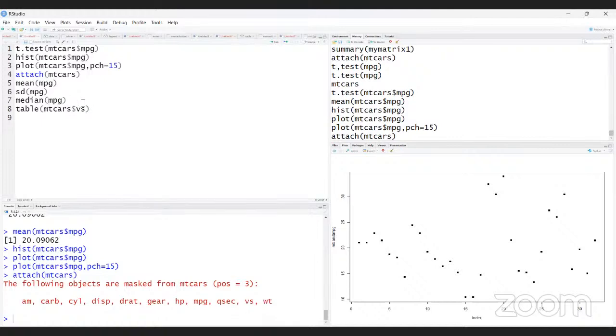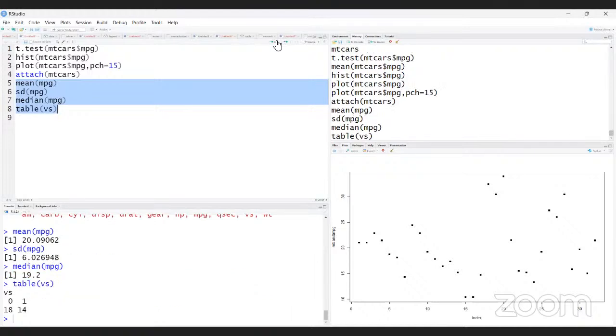I am removing the mtcars word. The advantage is if I select from here all those, and then I can use the run command. So I am getting all the data. Okay, I am getting the mean, I am getting SD, median, even the table.